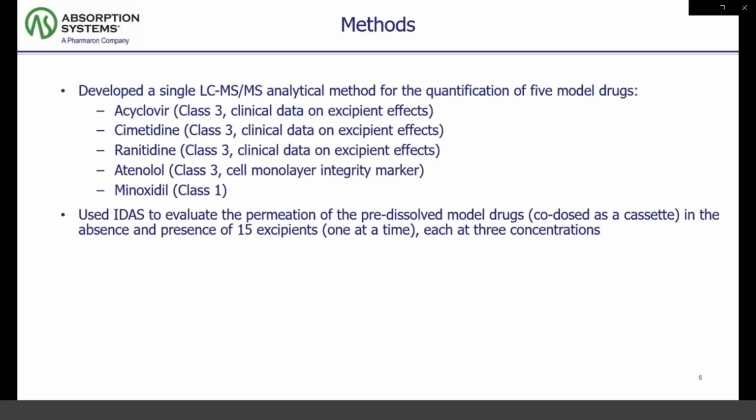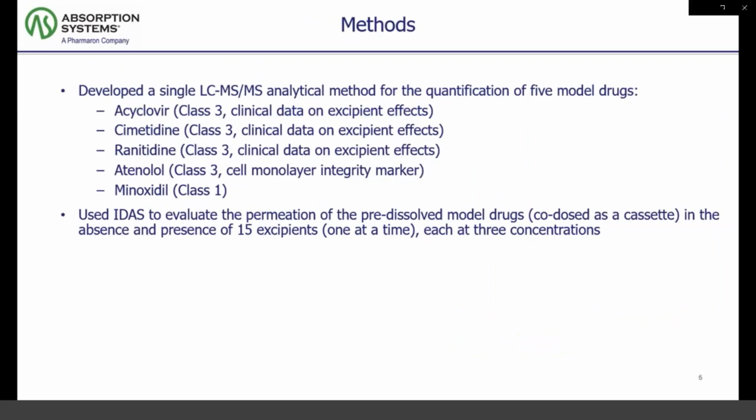First, we qualified an analytical method for 5 model drugs. These are the 5 drugs, and there was a reason for selecting each of them. Acyclovir, cimetidine, and ranitidine are class 3 drugs with clinical data on the effects of excipients on drug absorption.